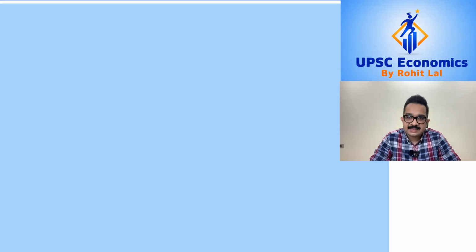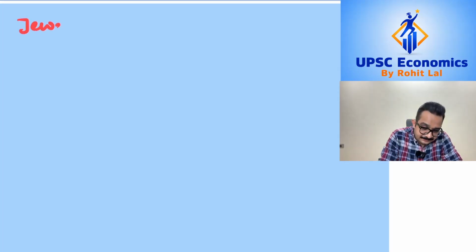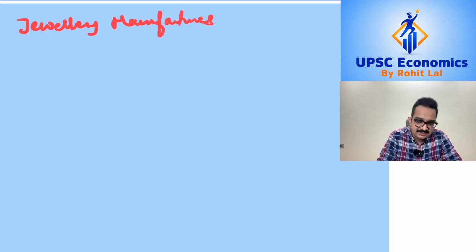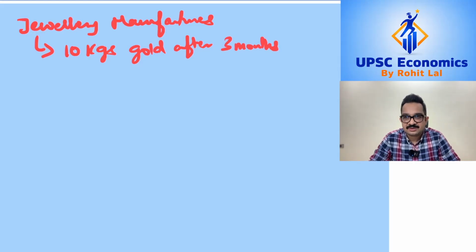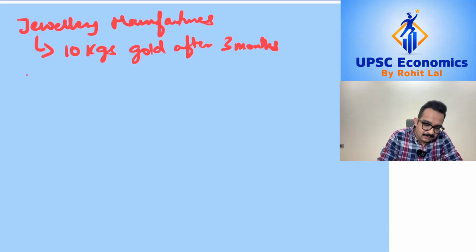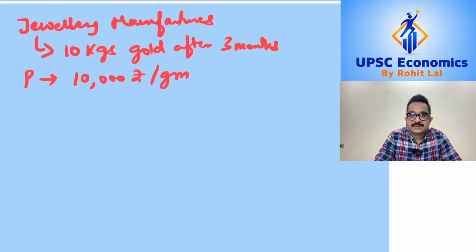So let's say there is a jewelry manufacturer, and this jewelry manufacturer requires 10 kilograms of gold after 3 months. Currently the price of gold is trading at 10,000 rupees per gram. Now this jewelry manufacturer anticipates that in 3 months time the price of gold is going to rise, and he would be happy if he can get gold at this price after 3 months.